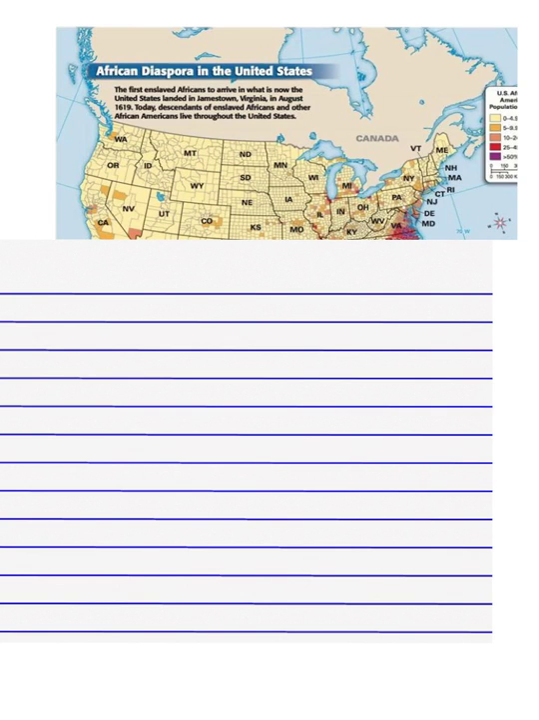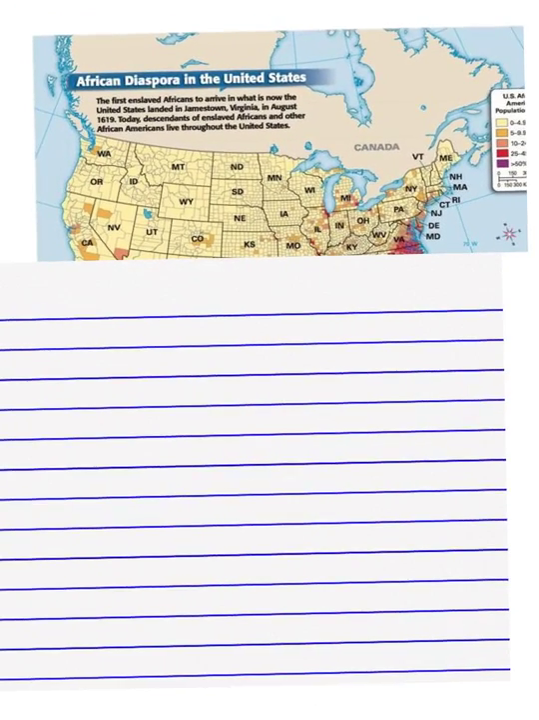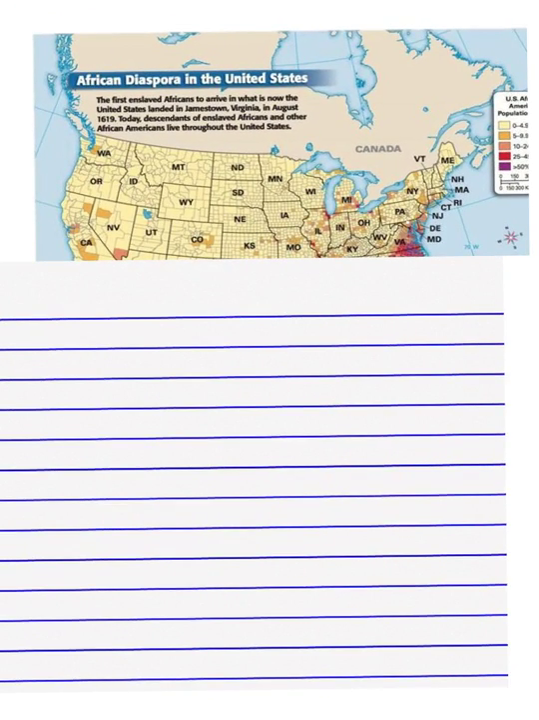so you're going to zoom in, you're going to look at your test at the bottom under Tennessee. You're going to see a really high concentration of darker dots. And then it has a little note here, so I'm going to read that. It says, the first enslaved Africans to arrive in what is now the United States landed in Jamestown, Virginia, in August 1619. Today, descendants of enslaved Africans and other African Americans live throughout the United States.